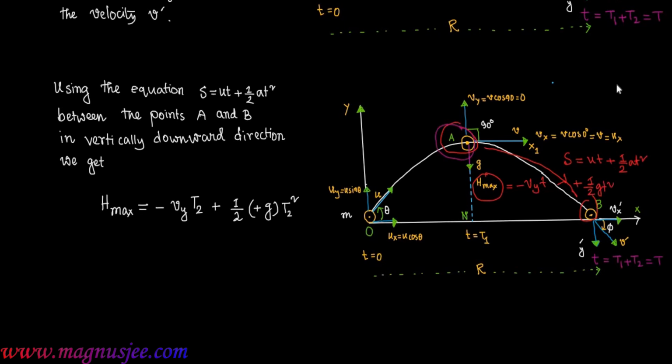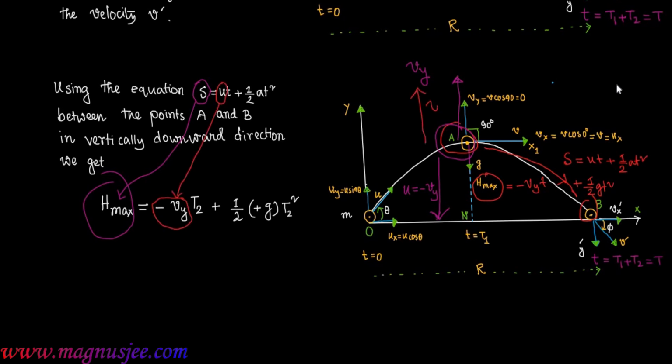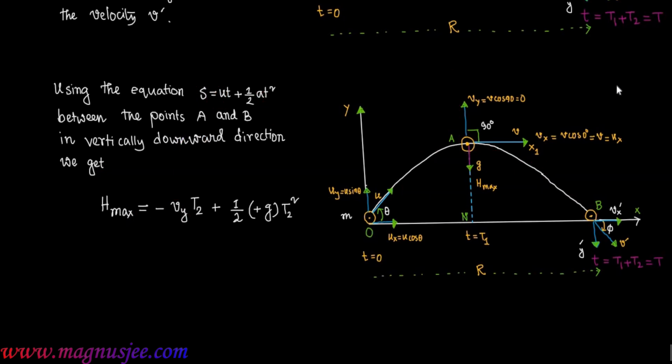At the highest point A, the vertical component is Vy, which is in the vertically upward direction, but we are using the equation in the vertically downward direction. That's why the initial velocity uy will be minus Vy. Displacement s is plus h max. Acceleration a is plus g if we consider the equation in the vertically downward direction. So h max is equal to minus V cos 90 degree T2 plus half G T2 square.